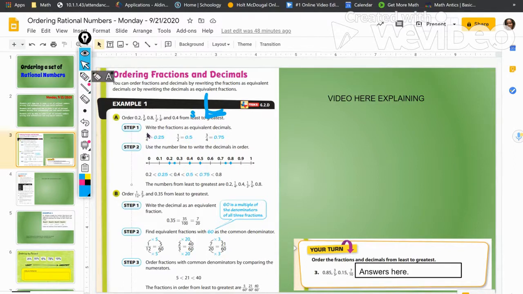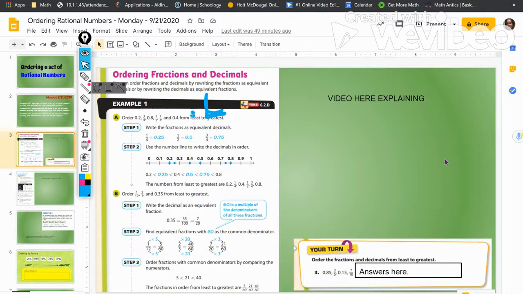Well, thankfully, 1/4, 1/2, and 3/4, those are benchmark fractions, so you should know these. If you don't, with fourths, I think of quarters. 1/4 is 1/4, 2/4 is 2/4, 3/4 is 3/4, and 4/4 is $1. Half, just think of if you had 50 cents. Okay, then step two is use the number line to write the decimals in order.